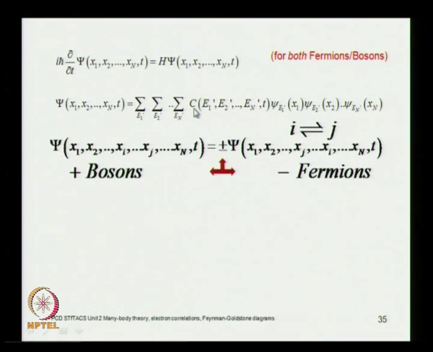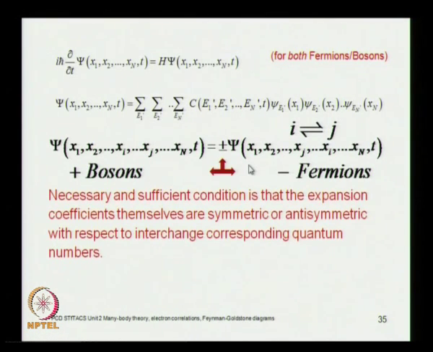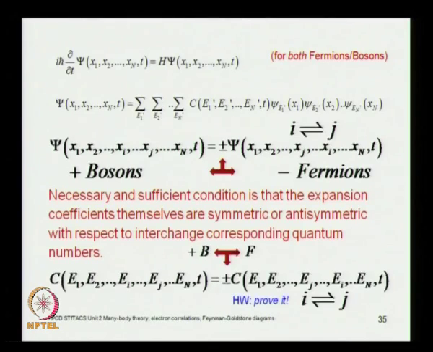So, there is a one-to-one correspondence between the property that the wave function remains either invariant on interchange of particles for bosons or changes sign for fermions, and the properties of the coefficient C if you interchange two of these labels. So, this is the necessary and sufficient condition, that the expansion coefficients C themselves must be either symmetric or antisymmetric. They are symmetric in the case of bosons and they are antisymmetric in the case of fermions. The expansion coefficient C is where the symmetry is now sitting. And this is a necessary and sufficient condition.